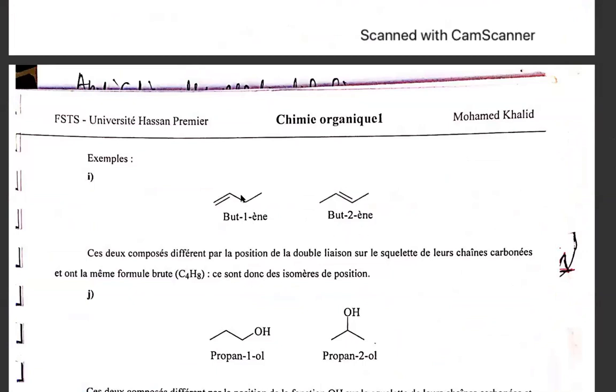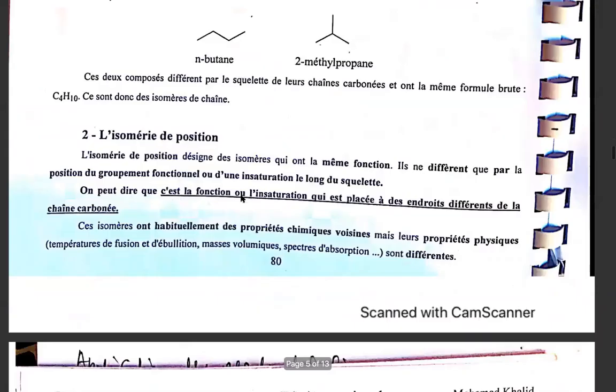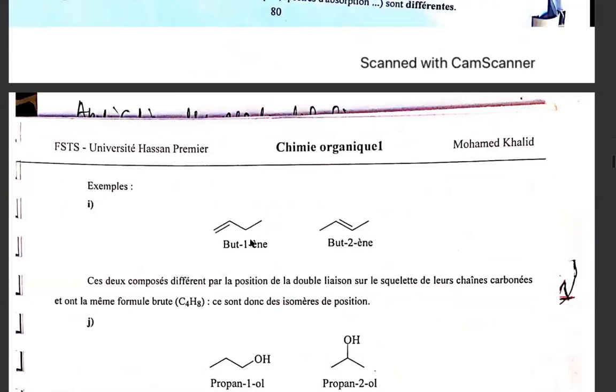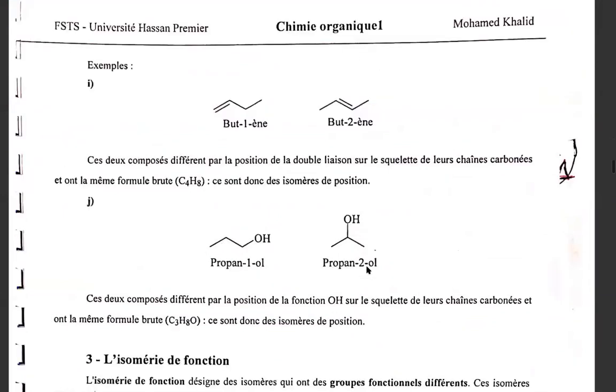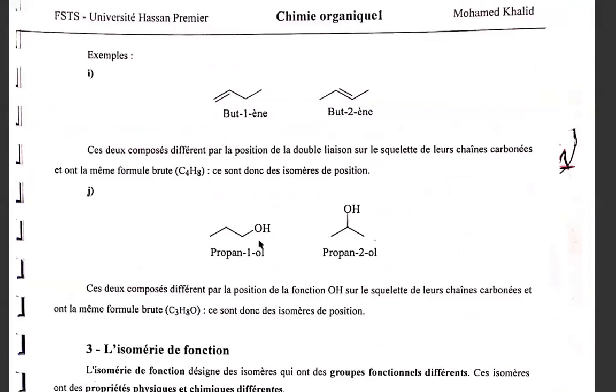They are isomères de position. So the position of the liaison is what differs. You have one at number 1 and the other one at number 2. Then the last one, which is isomer, for alcohols also, you have maybe position at number 1 and position number 2. So like I said, the nomenclature for alcohol is very easy.